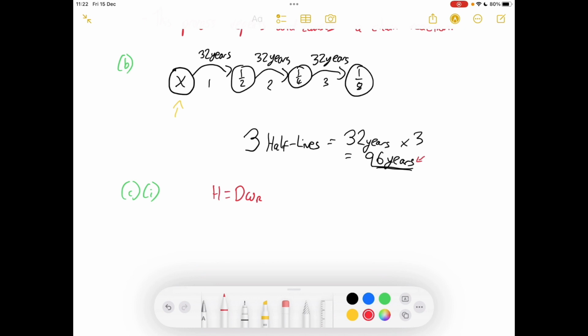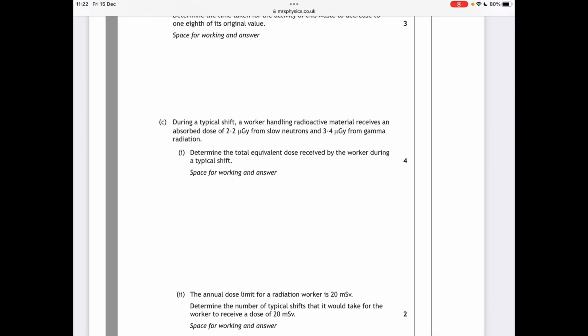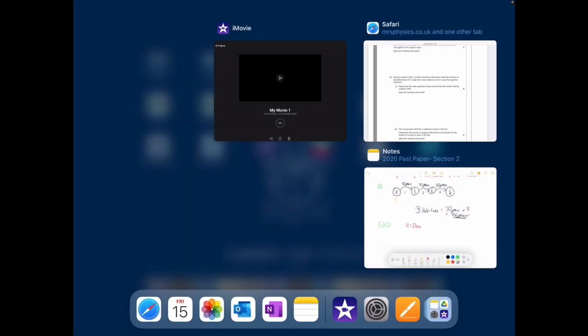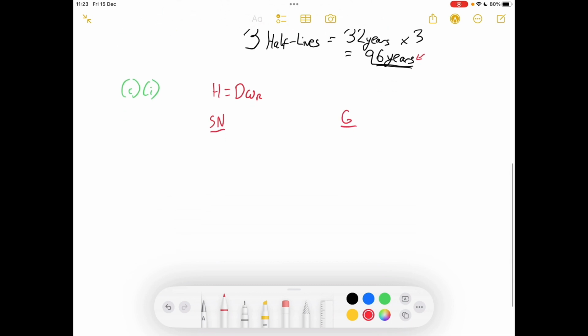Now, it's 4 marks for this question, and this is where the marking becomes a wee bit iffy. You've been given both slow neutrons and gamma radiation. That means you need to figure out each of them. So let's start with slow neutrons first. We'll do gammas after. For slow neutrons, they tell you what the value of D is.